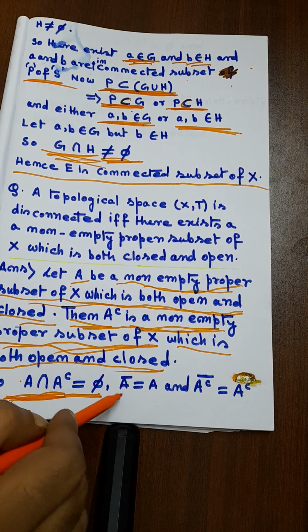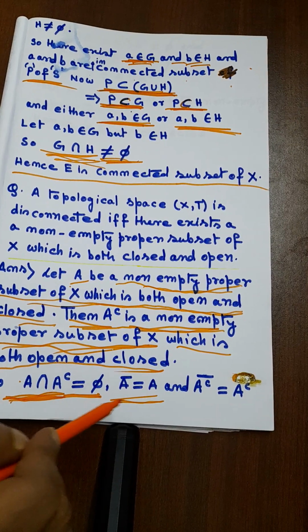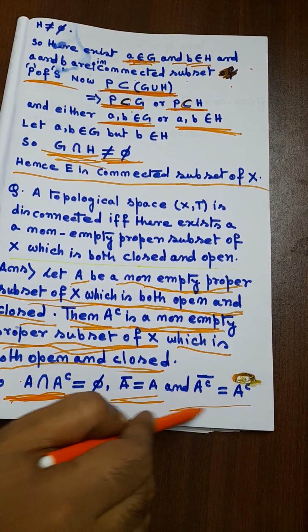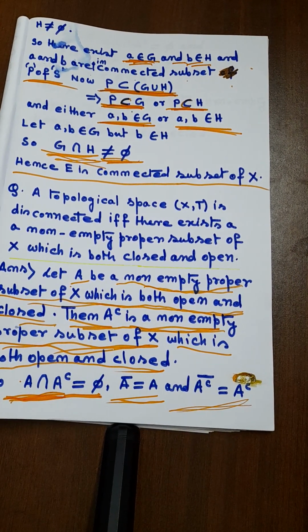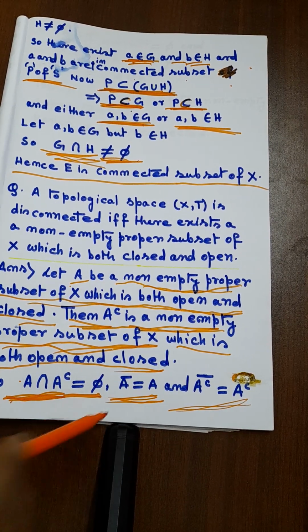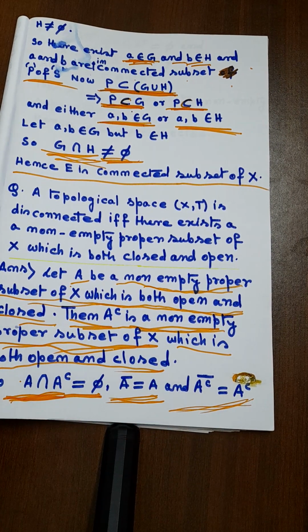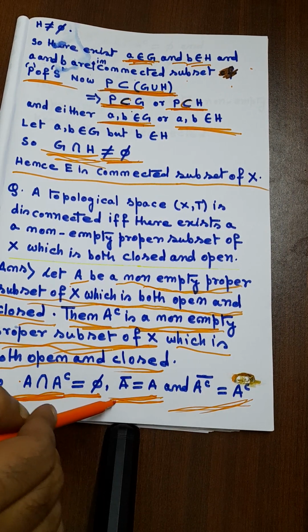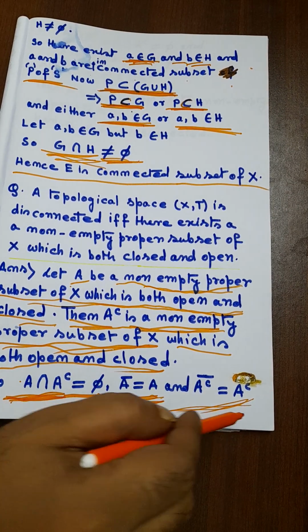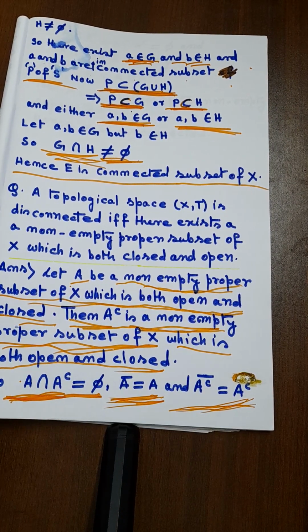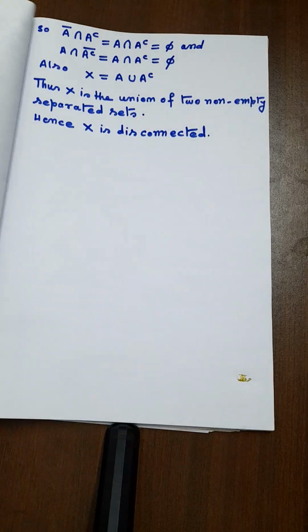Okay. Now closure of A is equal to A, and closure of A complement also will be equal to A complement, because we have already told you that a subset which is both open and closed, then its complement will be open and closed. Then what does that mean? That means that if we take closure of set A, it will be equal to set A, and if we take closure of set A complement, that will also be equal to the complement of this set.